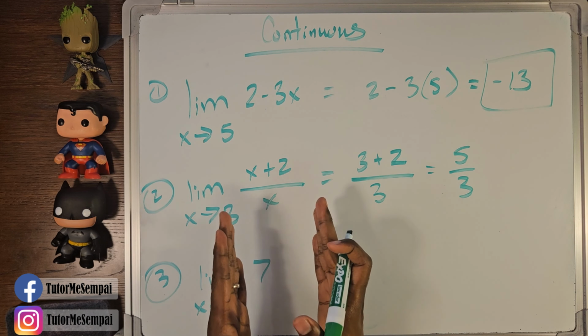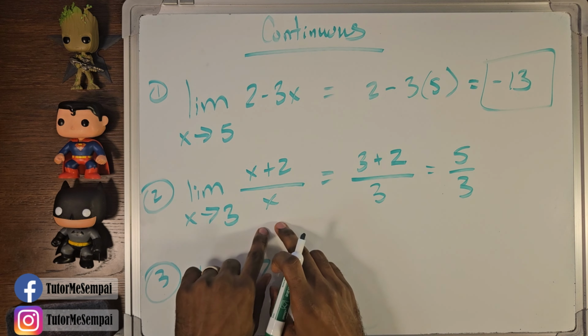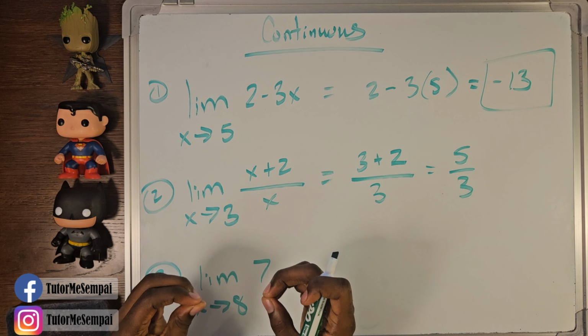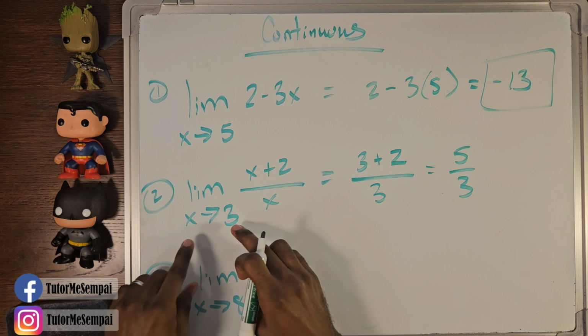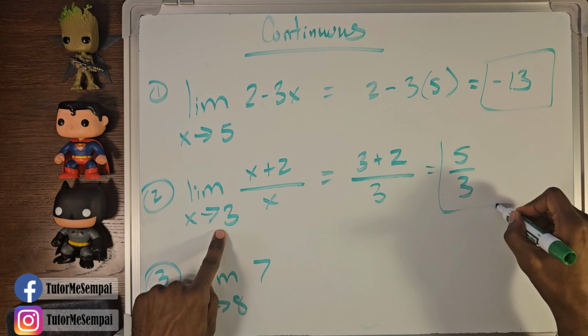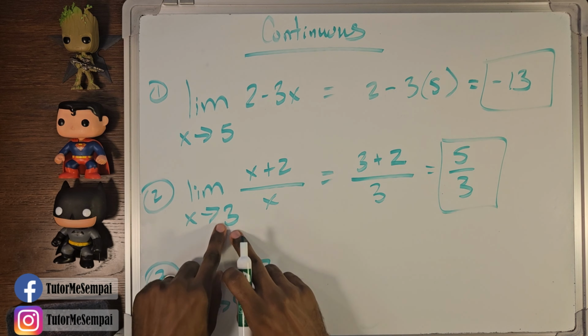Now you know that this is not a continuous function. There's going to be a point in which it doesn't exist here. But we're not interested in that. We're only interested if you're continuous at the point we're asking about, a 3. And we are. So this means this is going to be the limit of this function at this point.